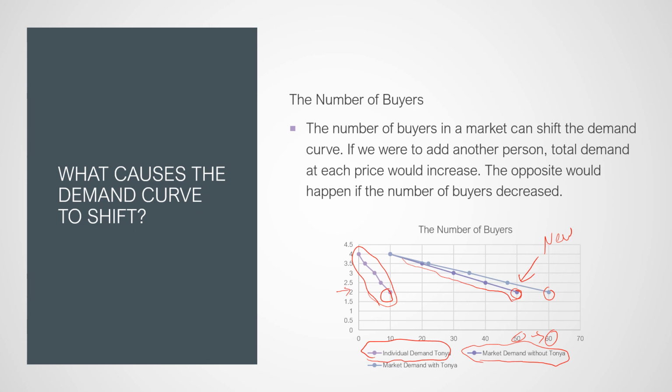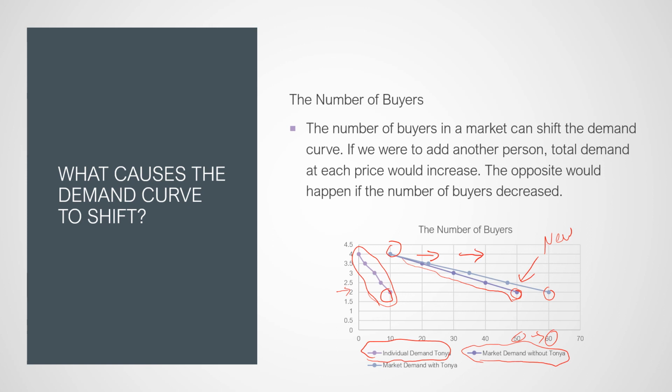And this is a shift. Although this one doesn't change here at $4, it's still just 10. Notice every other price has changed or shifted to the right. So this would be an increase. This would be a change in the demand curve and a shift to the right.